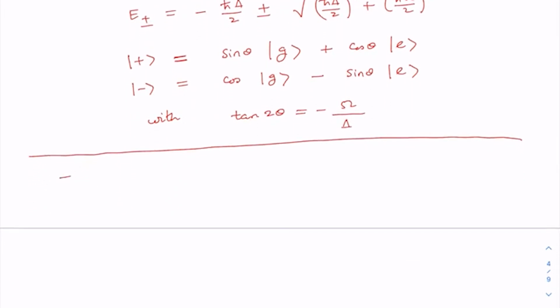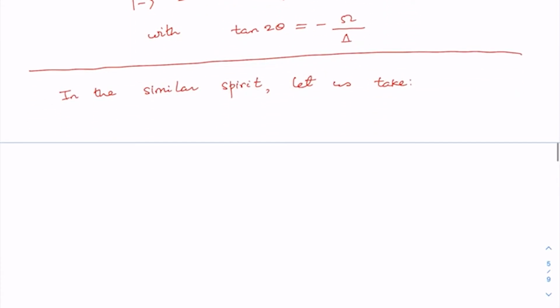So in a similar spirit, we can avoid doing the detailed calculation. Let us take the dressed state of the Jaynes-Cummings Hamiltonian to be sine theta times the basis state with the atom in the ground state and n photons in the field mode, plus cos theta times the atom in the excited state with n minus 1 photons in the field mode.